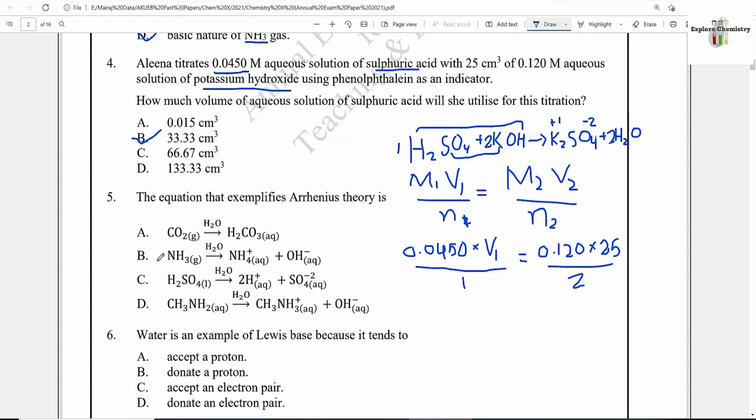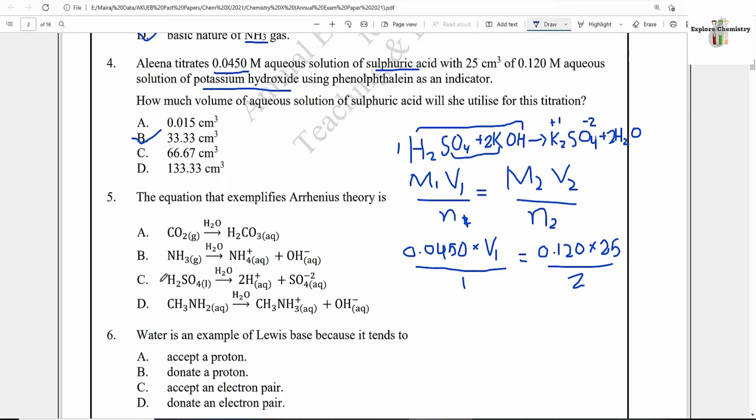In option B, ammonia is producing these two ions but by the reaction with water. In Arrhenius theory, acids and bases will not react with water, they will just break down in the presence of water. But here water is also involved in this reaction. Water has given its proton to ammonia, so ammonia is converted into NH4 and water is converted into OH negative. This one is the Bronsted-Lowry concept.